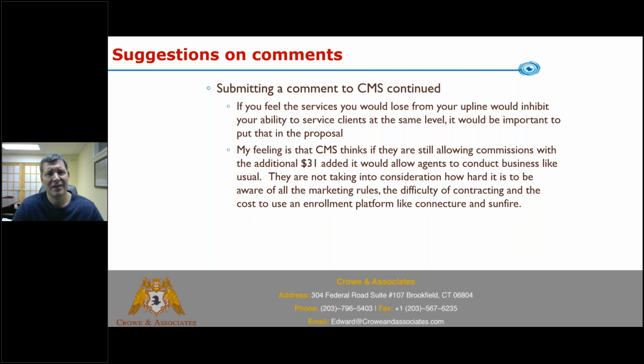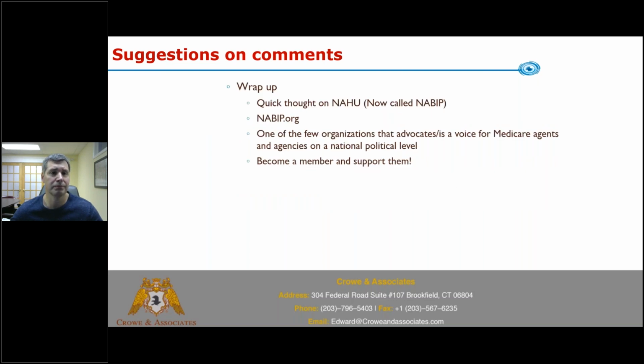And then lastly, I think CMS's feeling is that if they're allowing commissions with the additional $31 added, it will allow you as an agent to conduct business like normal. I don't think they're taking into consideration how hard it is to be aware of all the marketing rules, how difficult it'll be to contract, and the fact that on an individual basis, it's not feasible financially to have Connecture or Sunfire. I just really don't think they understand those things. And again, I don't think they understand the difference between an independent agent and how well rounded we are in the services we offer compared to the other organizations, as I mentioned before.